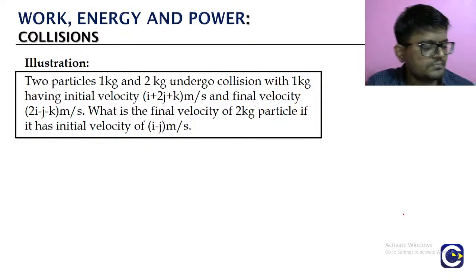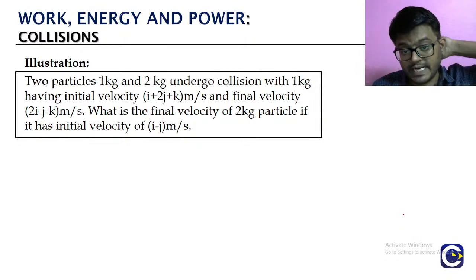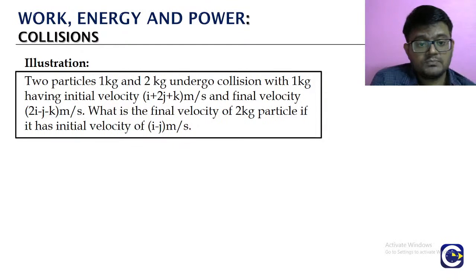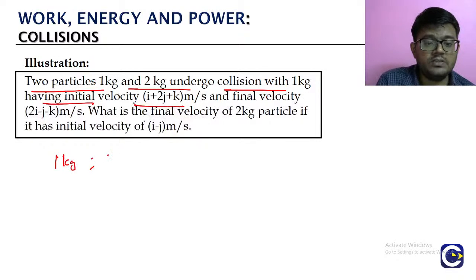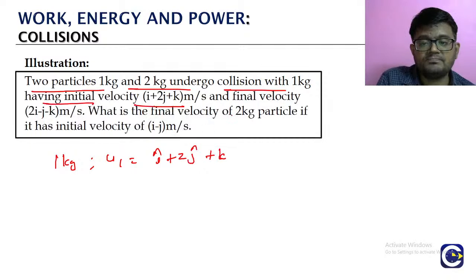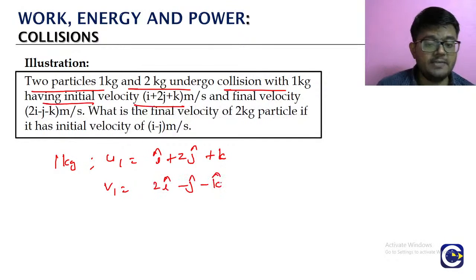So the question. On conservation of momentum, we can get some straightforward questions. Look at these two particles, 1 kg and 2 kg, which undergo collision. The 1 kg mass has initial velocity u1 equal to i plus 2j plus k, and final velocity v1 equal to 2i minus j minus k. What is the final velocity of the 2 kg particle, v2, if it has an initial velocity of i minus j?